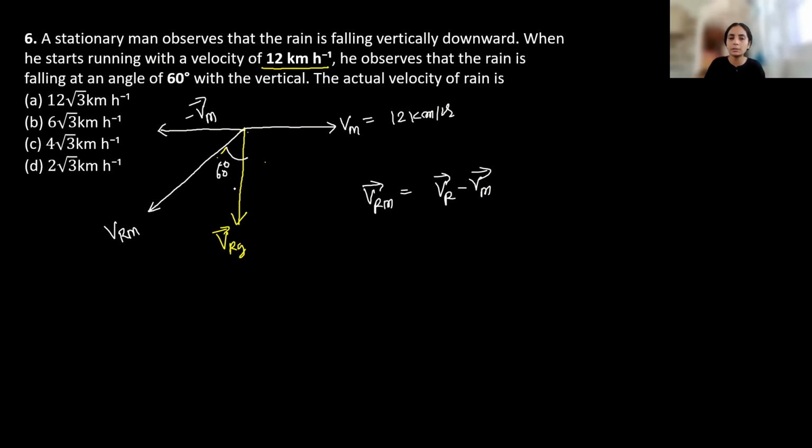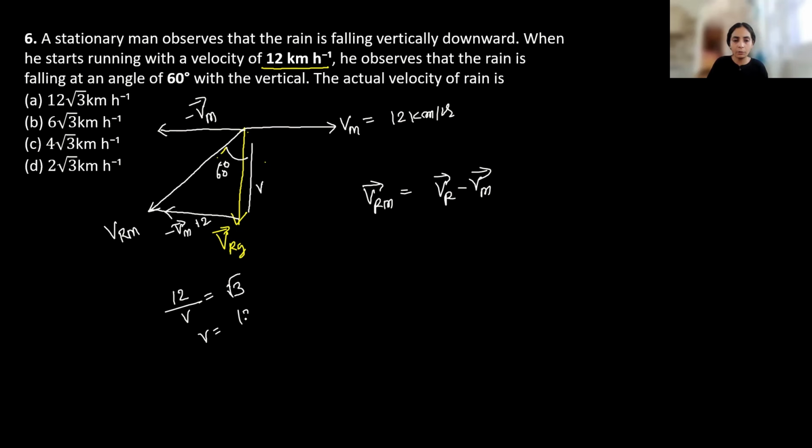Now you can simply use this diagram in order to calculate VRG. So look, I will parallelly translate minus VM here. Okay, so this is your minus VM and its magnitude is 12, right? So this is 12 and let's say this VRG is some V. So clearly you can see 12 by V is tan 30, right? So that is equal, sorry, tan 60. So that is going to be equal to root 3.